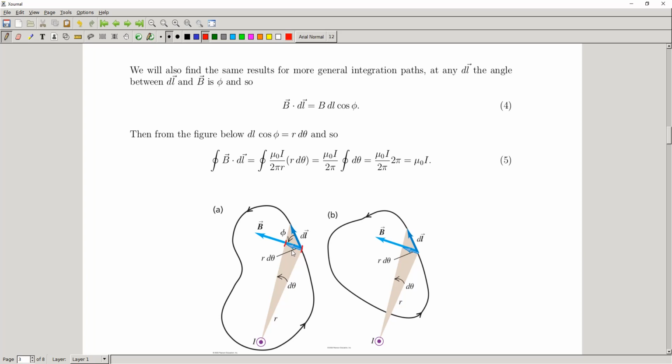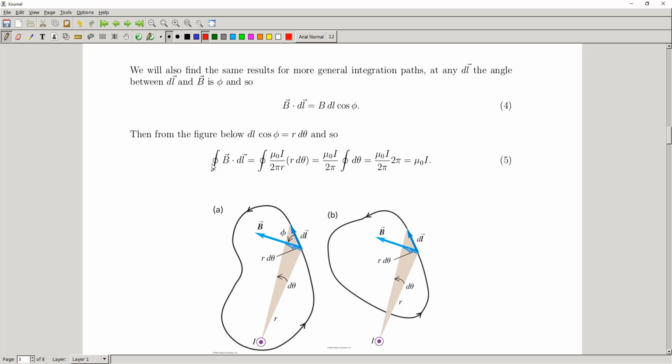Well, that's exactly the length of r d theta, right? And why is that? Because this tiny little section of arc is our d theta, and it's going to be scaled by r as we go further and further out. So we find that dl cos theta, or dl cos phi, I should say, gives us exactly r d theta.